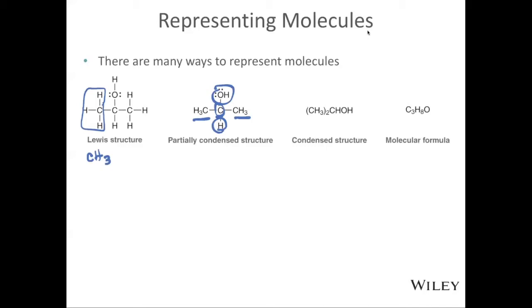The fully condensed structure is sometimes a little difficult to understand at first, but here is our central carbon, and off of it are two methyl groups, one H and one OH. And so you could see how that fits together. And then finally, our molecular formula. This might be something we think of from Gen Chem, where we have how many carbons, how many hydrogens, how many oxygens, but they're not really put in any order.